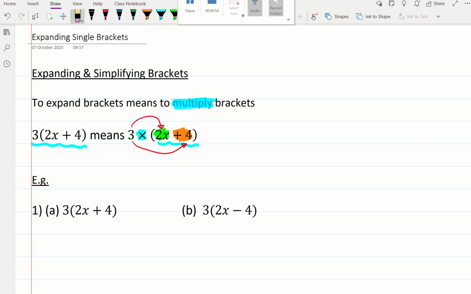Now, it's really important to say that this plus means add, but it also means that this 4 is a positive 4. So, for example, if we look at this bracket, this minus means minus, but it also means that this number is a negative number. People confuse the two. They think a minus and a negative number are two different things. Subtract 4 and a negative 4 are very similar when we're doing calculations. They mean the same thing.